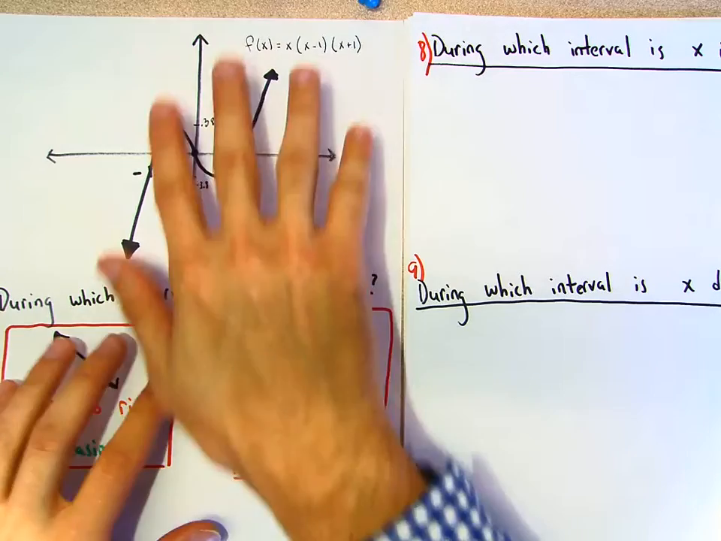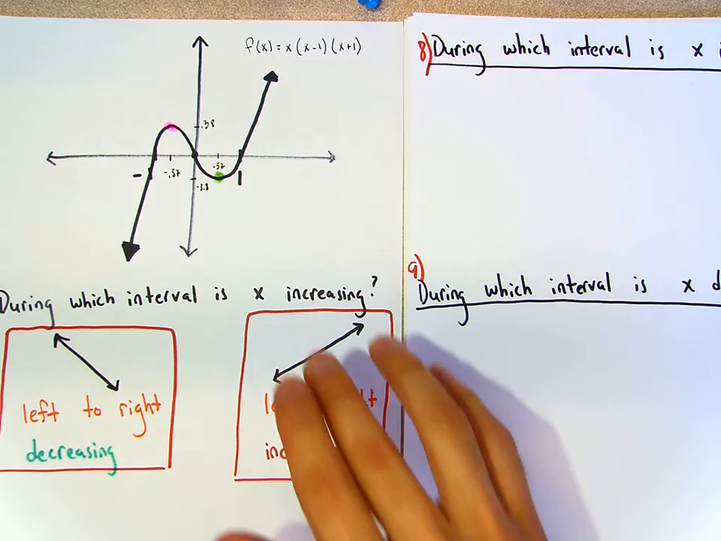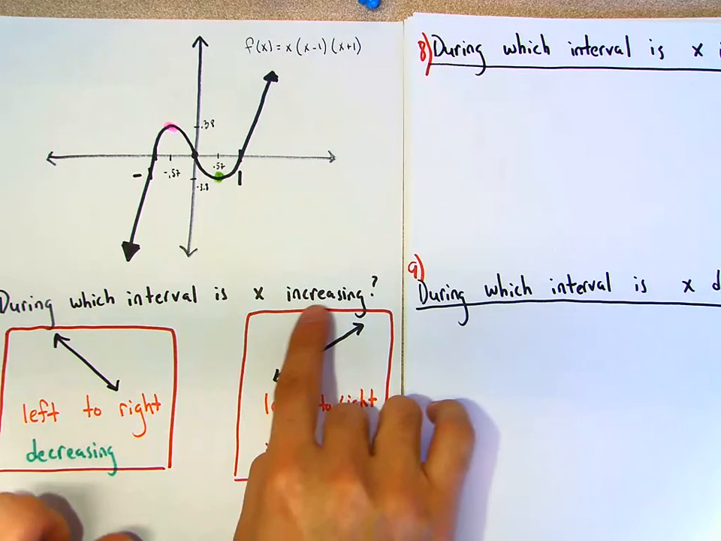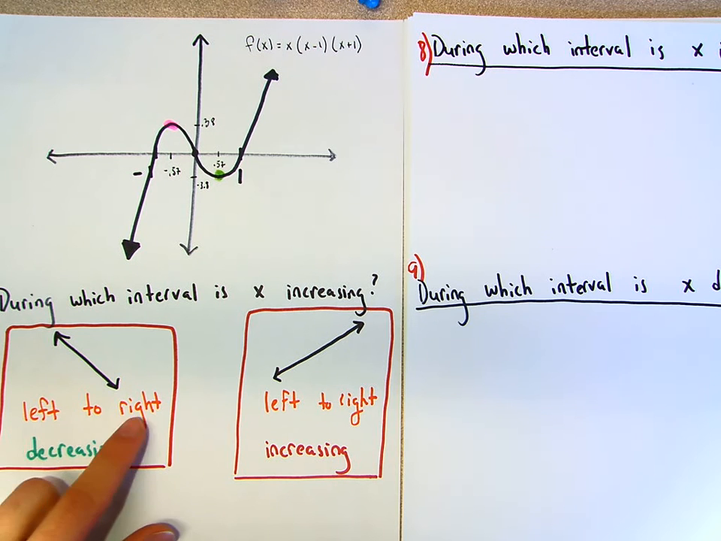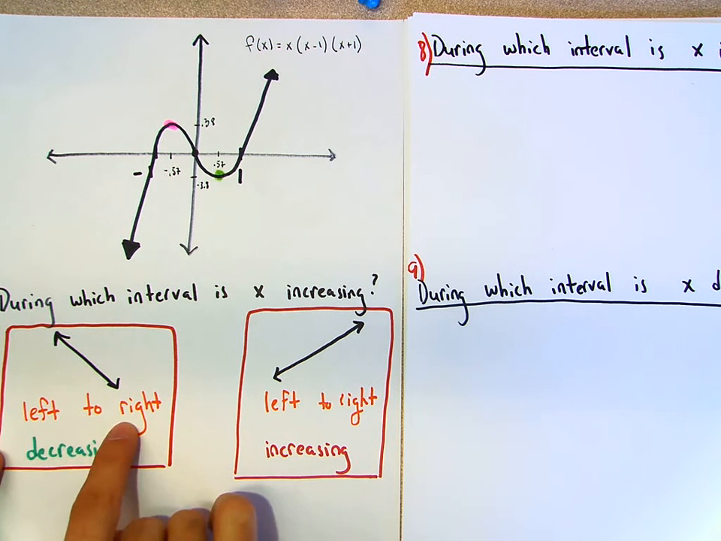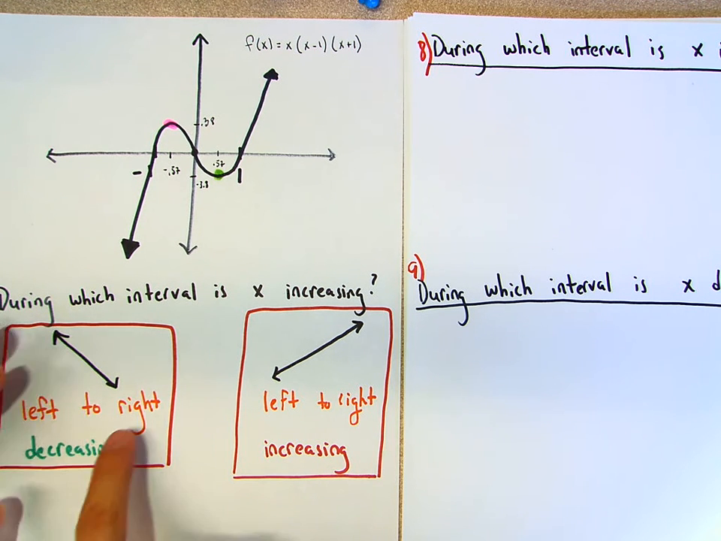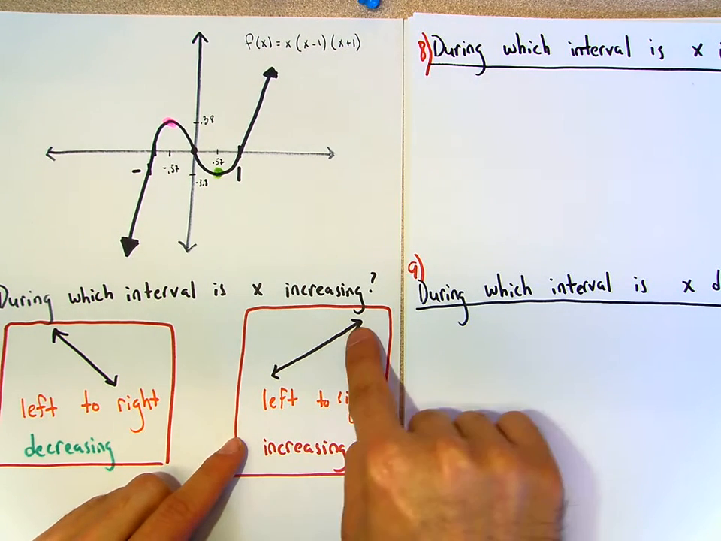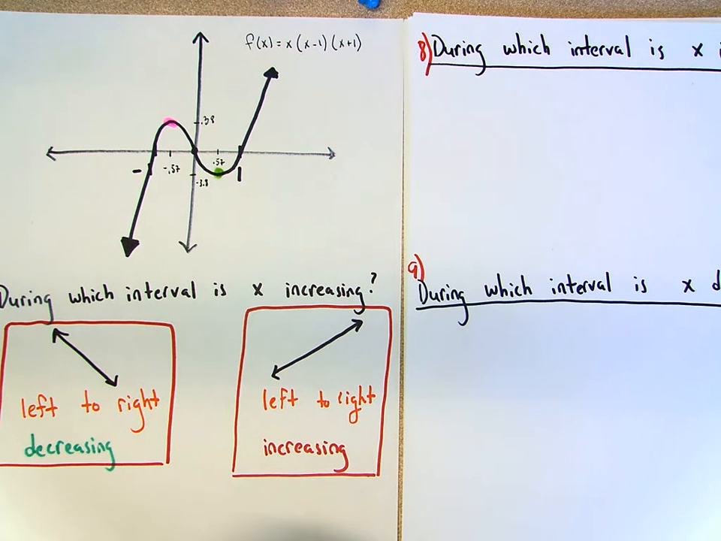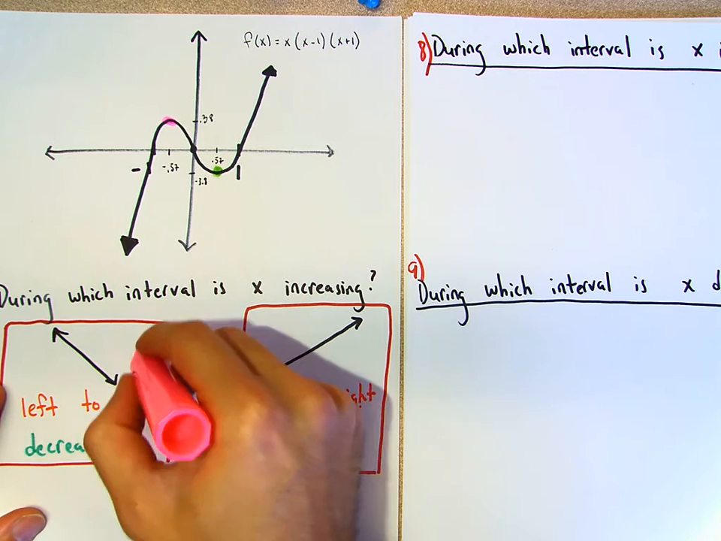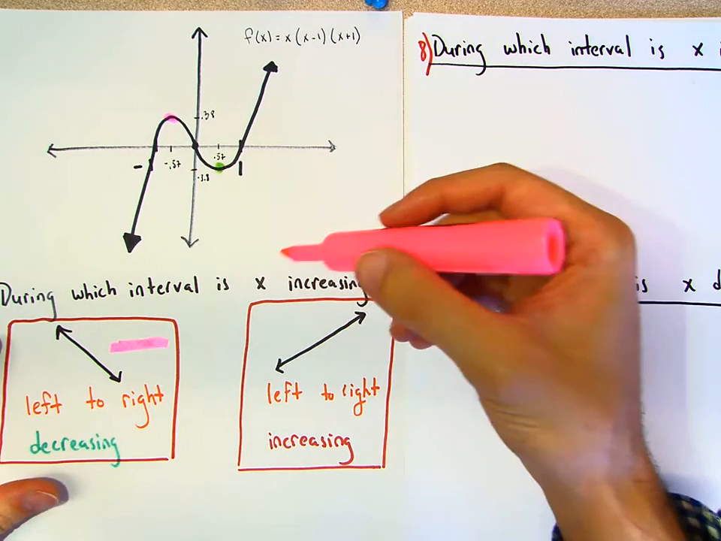Let's take a look at this. If I have this graph here, it's the same graph we have here, I just extended it. When is x increasing? If a graph goes from left to right, that's how we read a graph. If I look left to right and it's going down, this is decreasing. But when I go left to right and it's going up, we say it's increasing. So let the pink be decreasing. When is the graph decreasing?